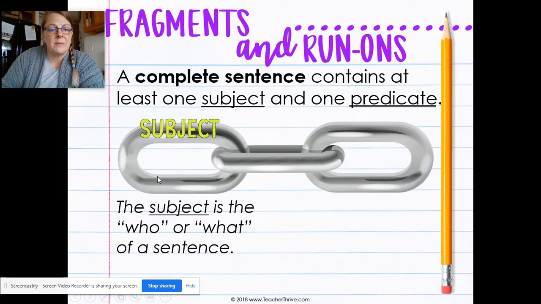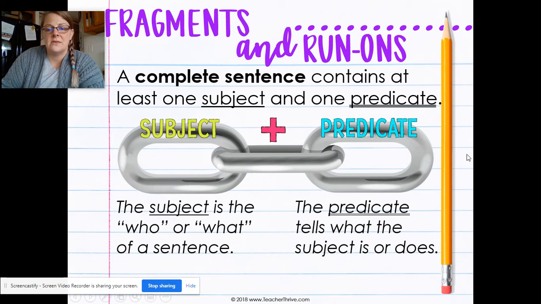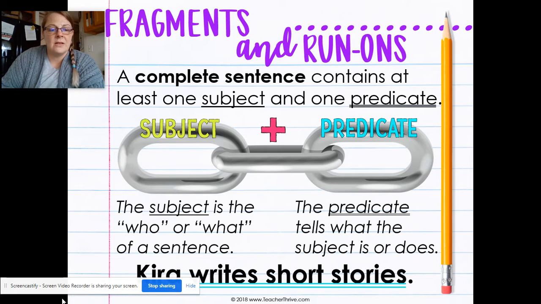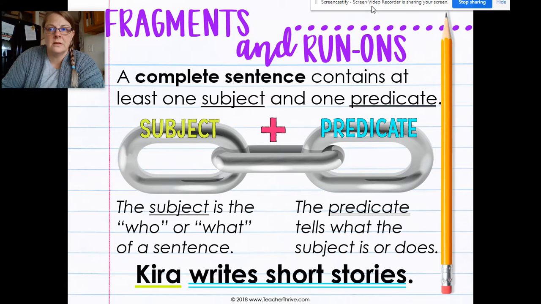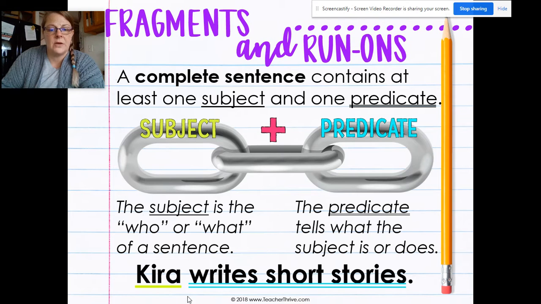The subject, remember, is the who or what of a sentence. And then you have your predicate. And the predicate tells what the subject is or does. Remember, we talked about this in the last lesson. So let's look at this example. Kira, who is my subject, what does she do? She writes short stories.